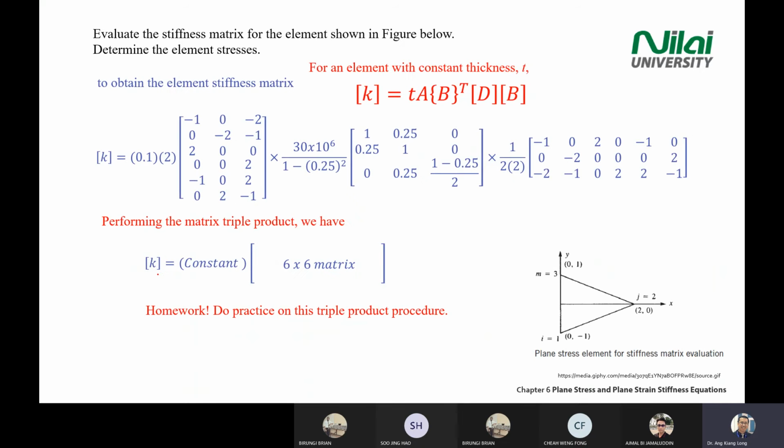After you get the K matrix, you get a constant value 6 times that matrix. Again, what is the numbering of your K here? You have 3 points: UI, VI, UJ, VJ, UM and VM. Same with the side here, and later when you solve the question, you need to park the numbers correctly.